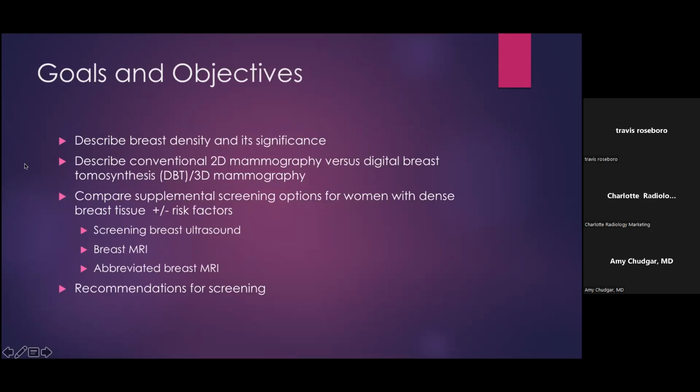So our goals and objectives for today's discussion are to talk about breast density and its significance. I will talk about conventional 2D mammography versus digital breast tomosynthesis, also known as 3D mammography. And then we'll talk about supplemental screening options for women who have dense breast tissue, who may or may not have risk factors, including screening breast ultrasound, breast MRI, and abbreviated breast MRI. And then at the end, we'll talk about the recommendations for screening.